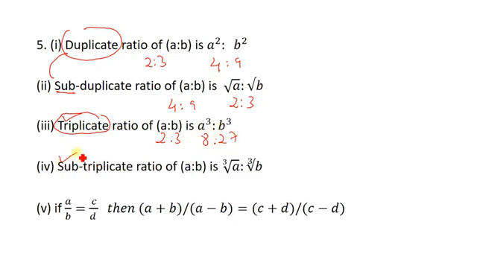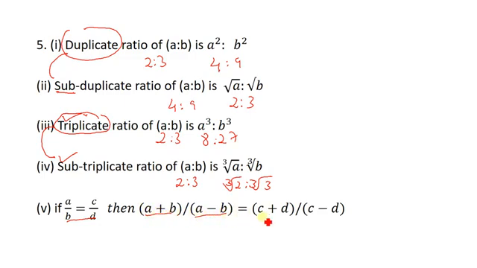Now next is subtriplicate ratio. It is the reverse of triplicate ratio. In this we have to find the cube root of A and B. So if my ratio is 2 is to 3, then my subtriplicate ratio will be cube root of 2 is to cube root of 3.